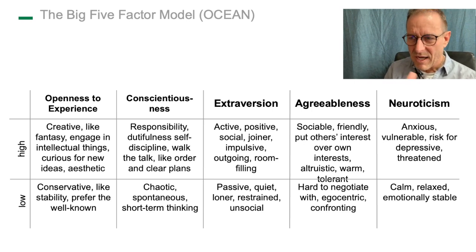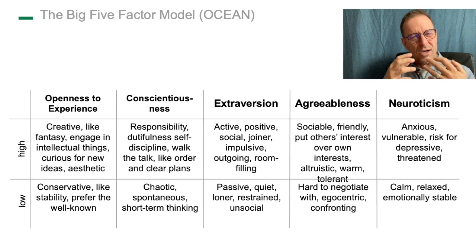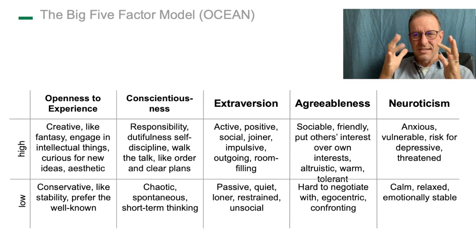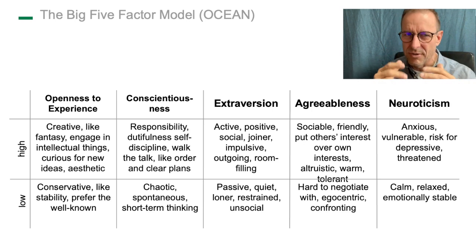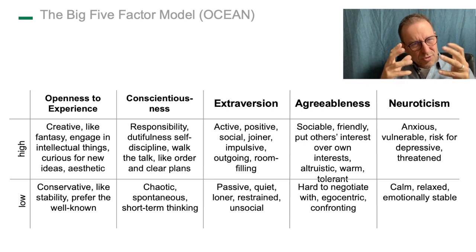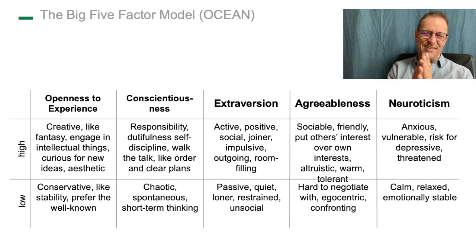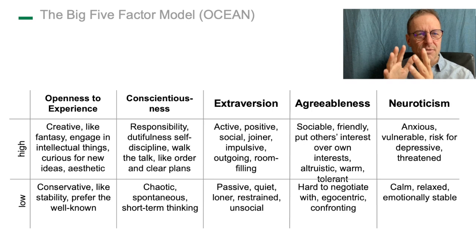And what are these 5 factors? Openness to experience. To what extent are you creative? How much are you engaged in intellectual things? How curious are you? How open are you to change? The other one is conscientiousness. People who are high on conscientiousness love order, they love rituals, they love to plan things, and then they stick to it. People who are high in conscientiousness are very, very reliable people.